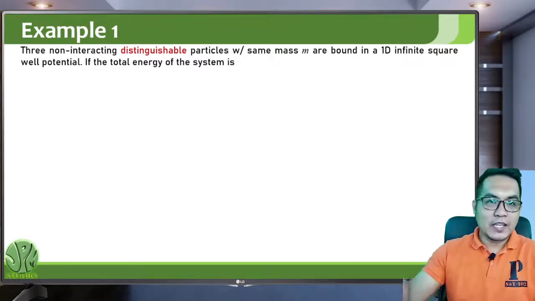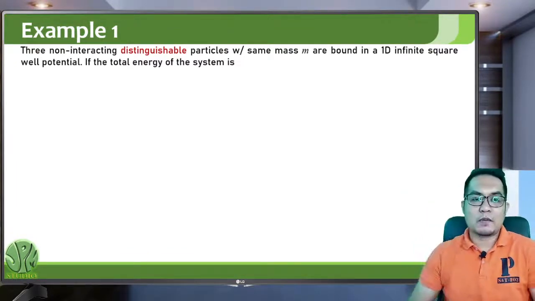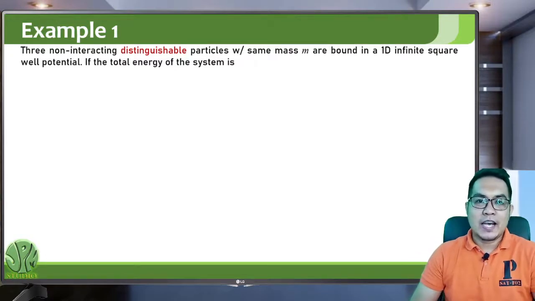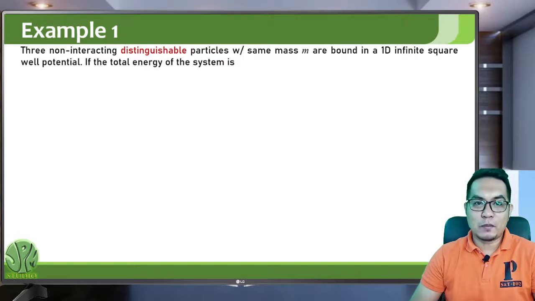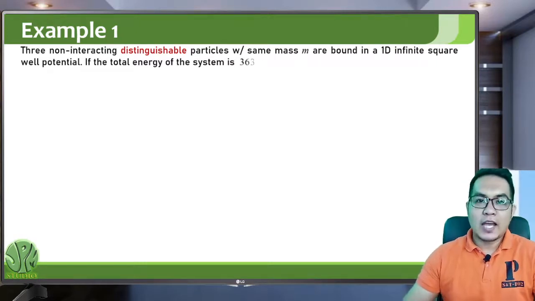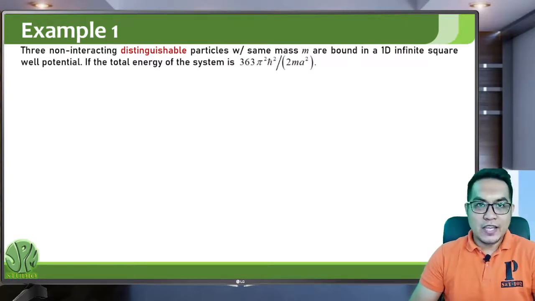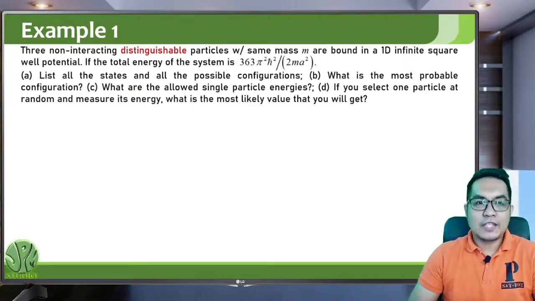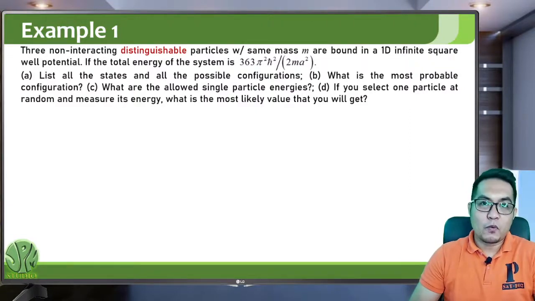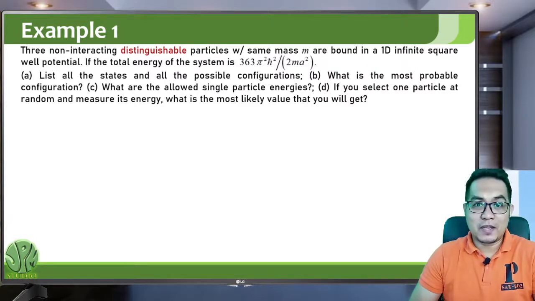You have three non-interacting distinguishable particles with the same mass, and they are trapped in a one-dimensional infinite square well potential. If the total energy of the system is 363 pi squared h bar squared over 2 m a squared, list all the states and all the possible configurations. What is the most probable configuration? What are the allowed single particle energies?